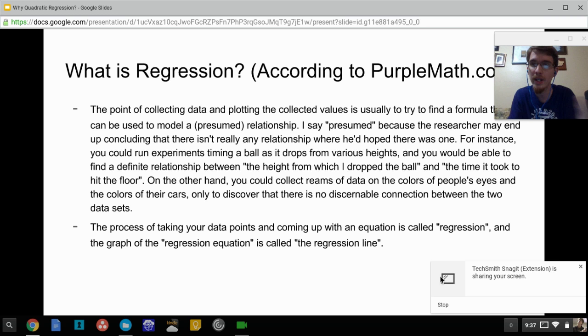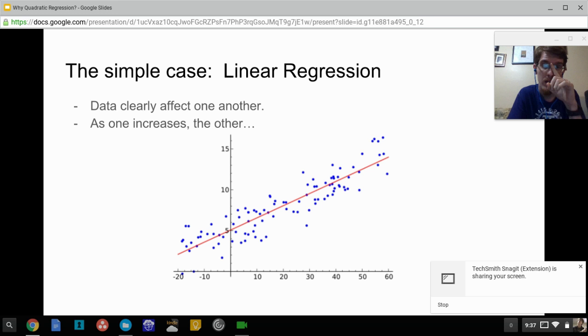So the whole point of this is to take data that we have, usually real data, that doesn't really fit on a perfect line or a perfect curve, and come up with that equation. Okay, we use technology a lot to do this for us. But the simple case of regression is a linear regression.